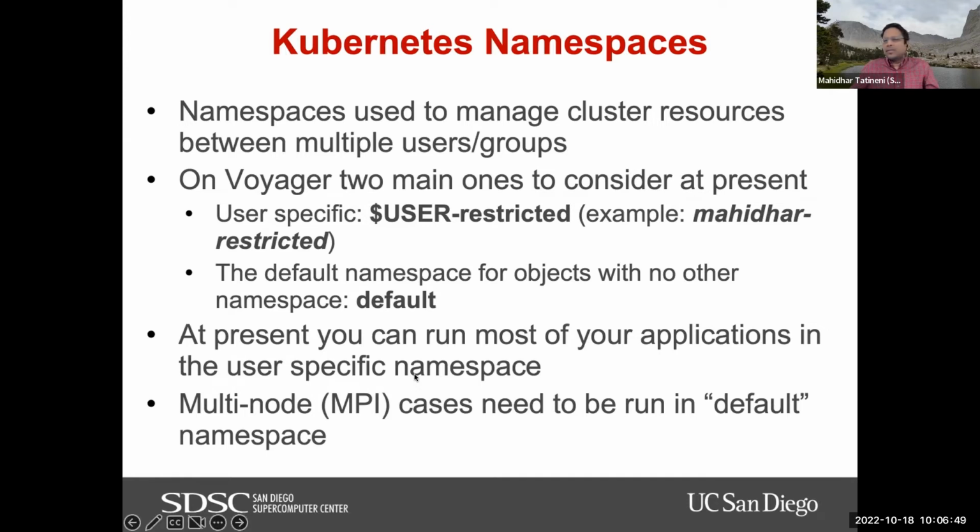You can specify the namespace either in your YAML file, or you can do it at apply time. You can just say kubectl apply -f your YAML and then -n and whatever namespace you want to launch it into. We also have a default namespace that actually runs in privileged mode right now, and that's needed for the MPI cases. We are trying to change this so that even that runs in the user restricted space, but at this point, MPI works only through the default space. So that's another location.